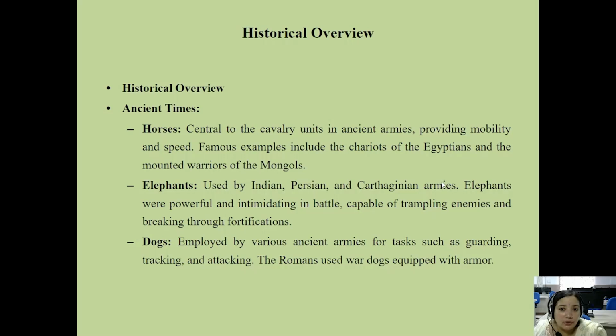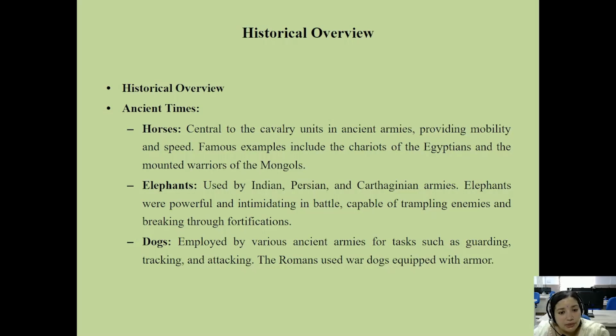Then we come to the historical overview of animal warfare. During ancient times, horses were central to the cavalry units of ancient armies, providing mobility and speed. Famous examples include the chariots of the Egyptians and the mounted warriors of the Mongols. Horses have unique characteristics, which is why they were used over centuries in ancient armies during warfare, because of their mobility and their speed.